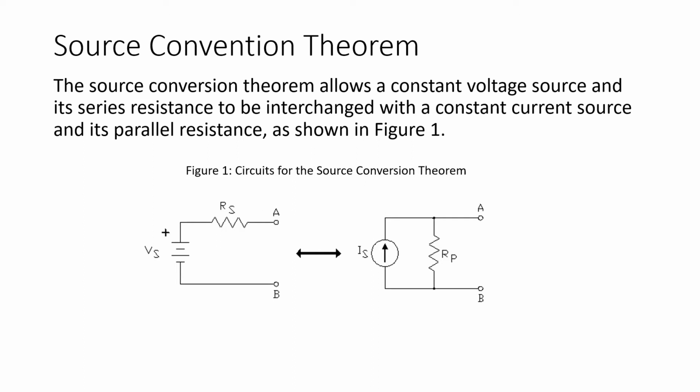And we can also, with the source conversion theorem, convert the current source and its parallel resistance to a voltage source and a series resistance. So the source conversion theorem allows us to convert these sources and resistances from one configuration to another.